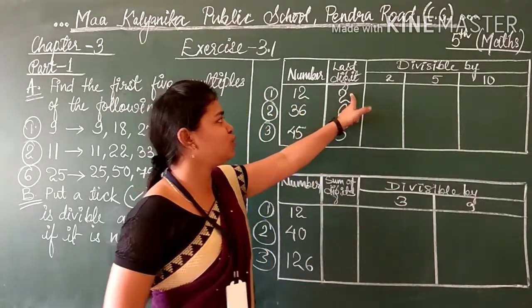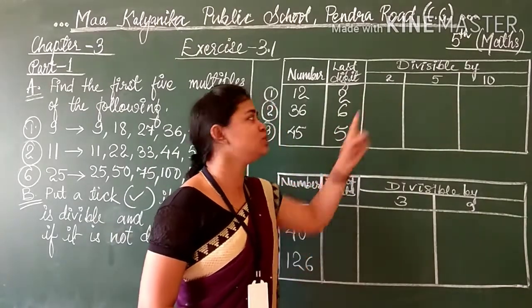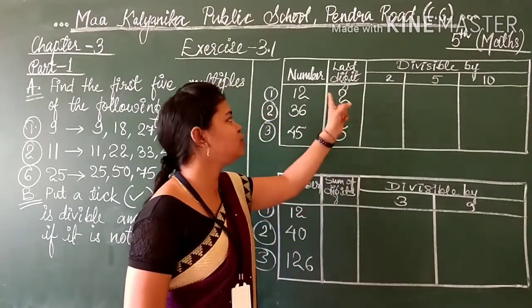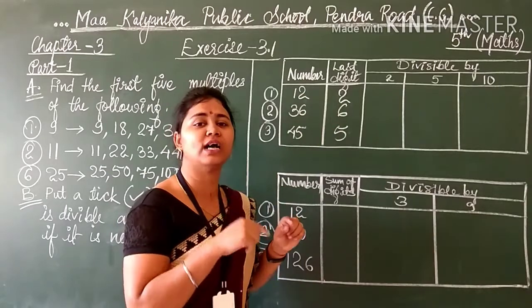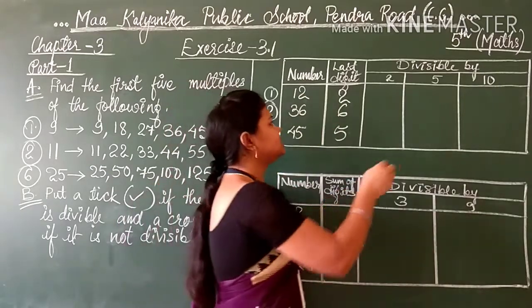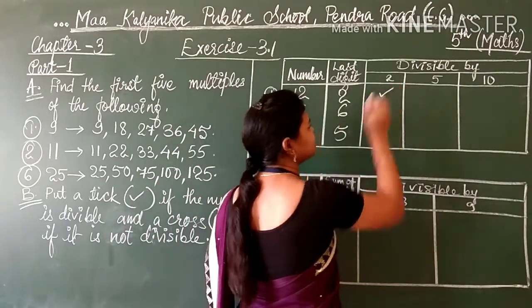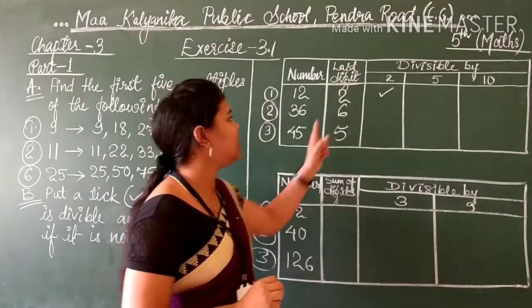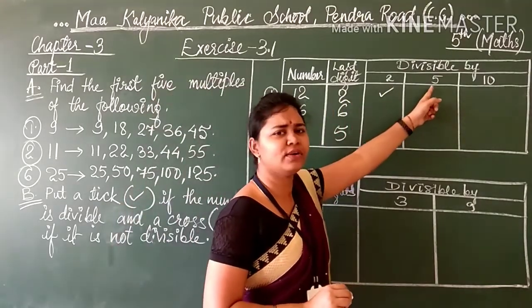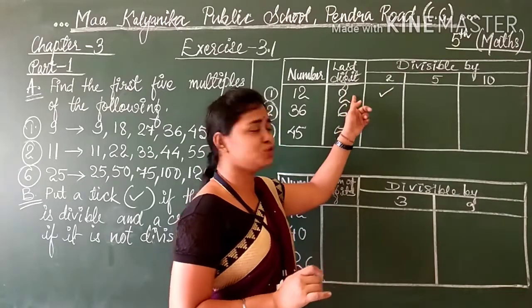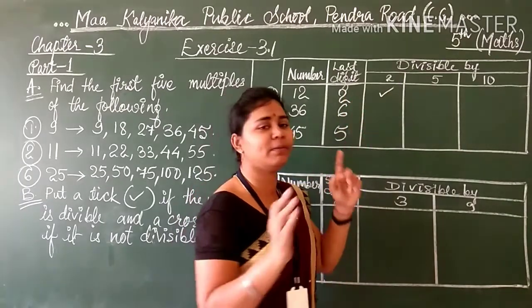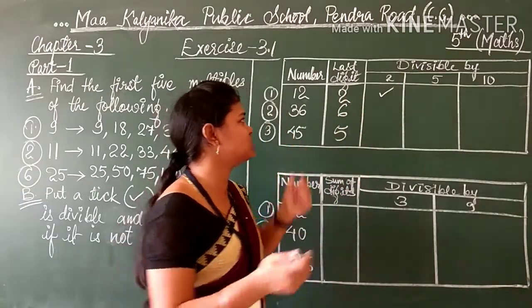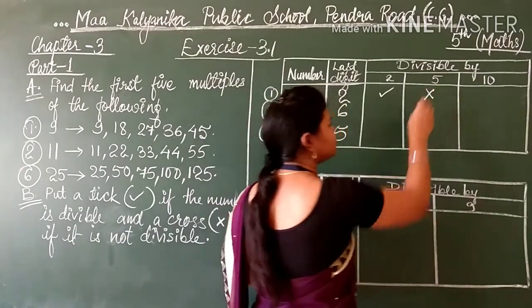So, can 2 be divided by 2? Yes, 2 ones are 2. You have got the answer, it means remainder 0. So students, yes, it is divisible by 2. Now, can 2 be divided by 5? Is 2 coming in the table of 5? No, 2 is not coming because 2 is smaller than 5. So you have to put a cross.